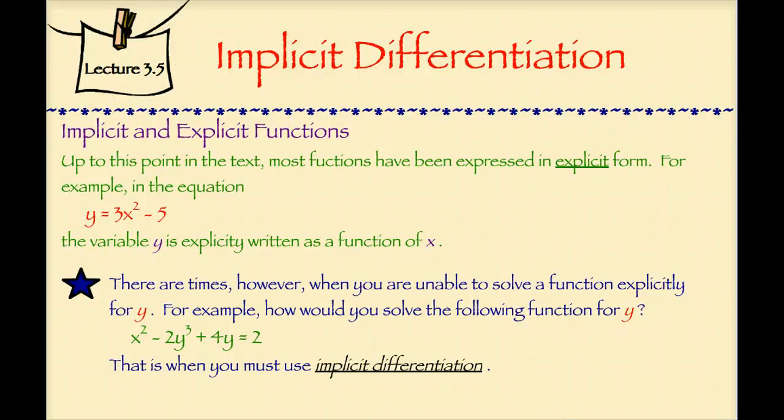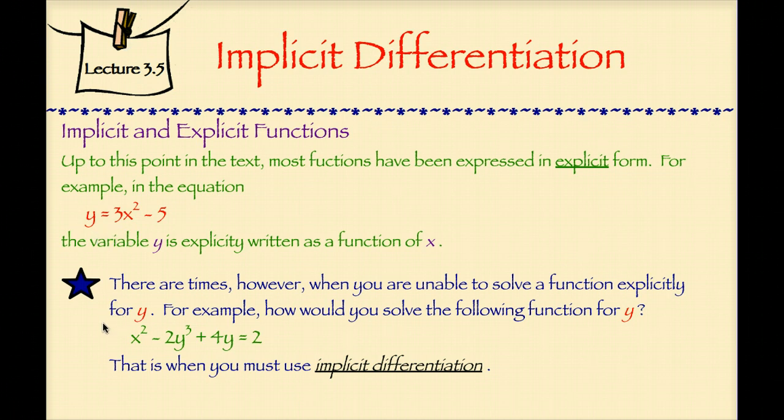What is the difference between an implicit function and an explicit function? Up to this point in the text, most functions have been expressed in explicit form. For example, in the equation y equals 3x squared minus 5, the variable y is explicitly written as a function of x. Notice that y is isolated or solved for. When this is the case, the function is written explicitly in terms of one variable, y.